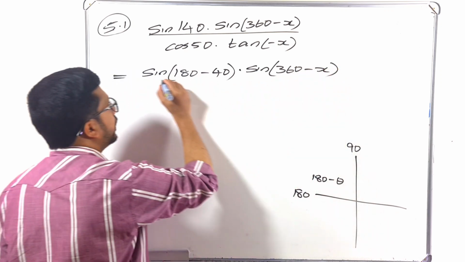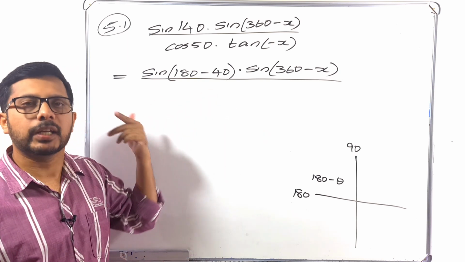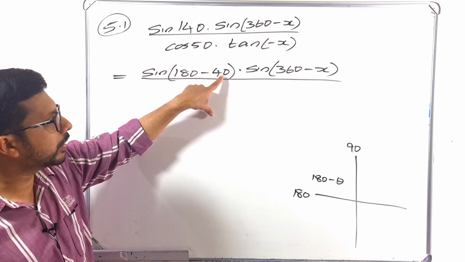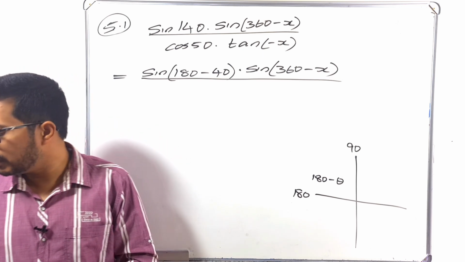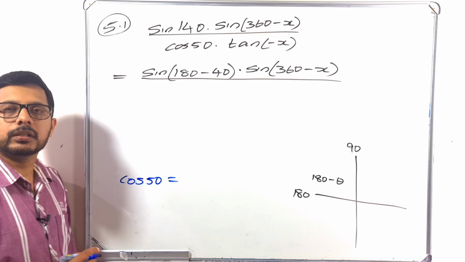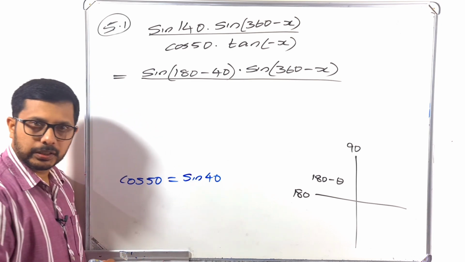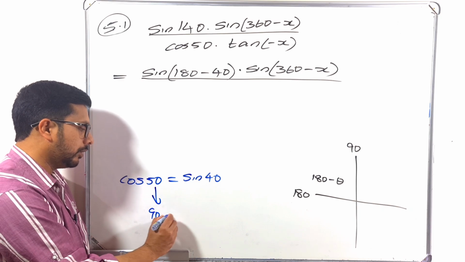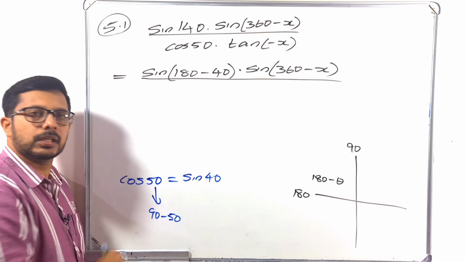So sine 140 times sine of (360 minus x) divided by, can you see that before you write this one, you must have an idea. Here it is cos 50 and here you are going to get the answer in terms of 40. So this cos 50, how can you write in terms of sine? You have to know that this cos 50 is the same as sine of 40. How do you get this sine of 40? You have to check what is 90 minus 50. 90 minus 50 is 40. So cos 50 is the same as sine 40.